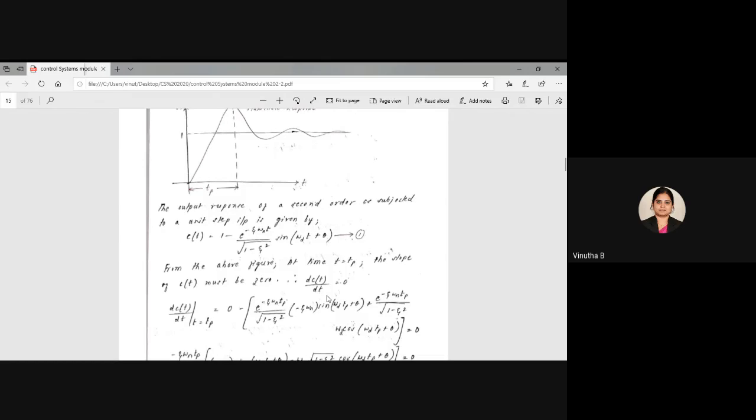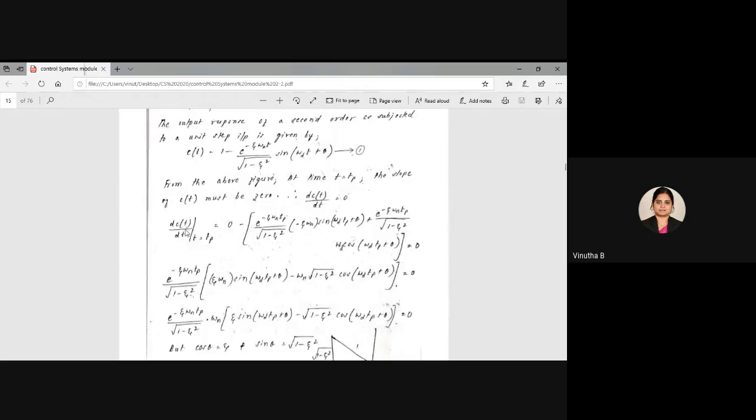So write down that equation from the above figure at time t is equal to tp. Now for rise time we had taken small t as tr. Now for peak time we are going to replace this t by tp. So for this we have one change here. What are we going to do here? We are going to differentiate the output response with respect to time. From the above equation at time t is equal to tp, the slope of c of t must be 0. So for that, we have to differentiate this output response c of t with respect to time and equate that to 0.